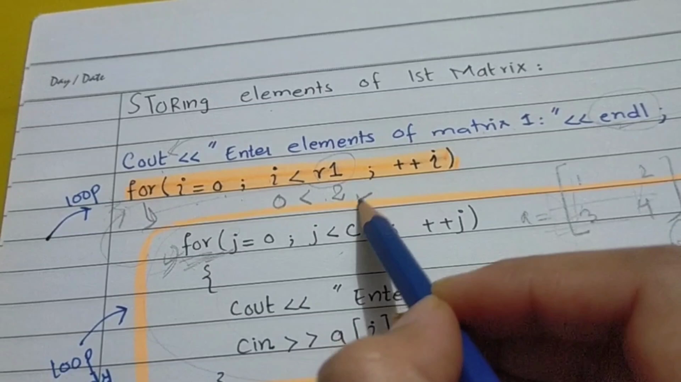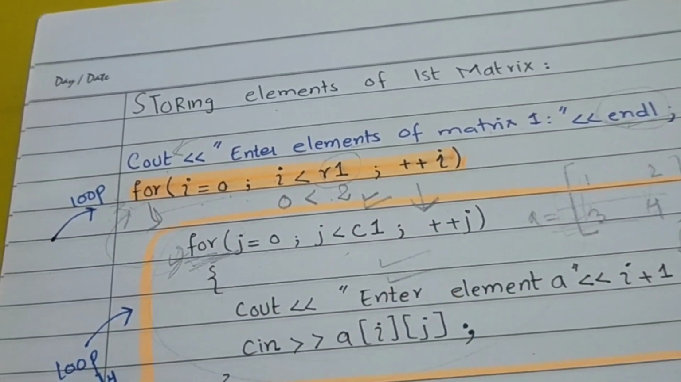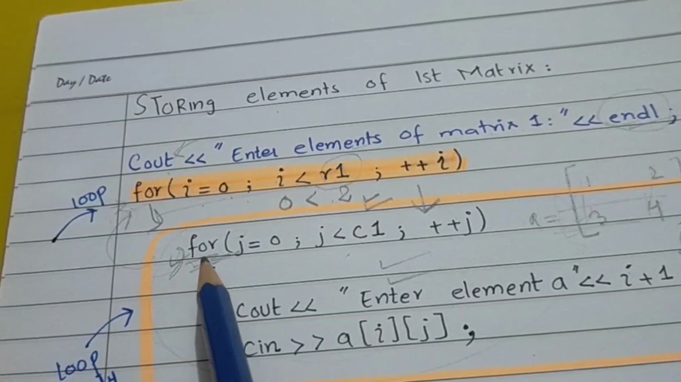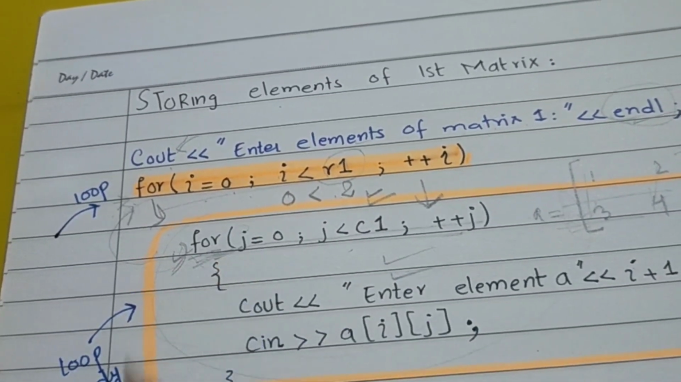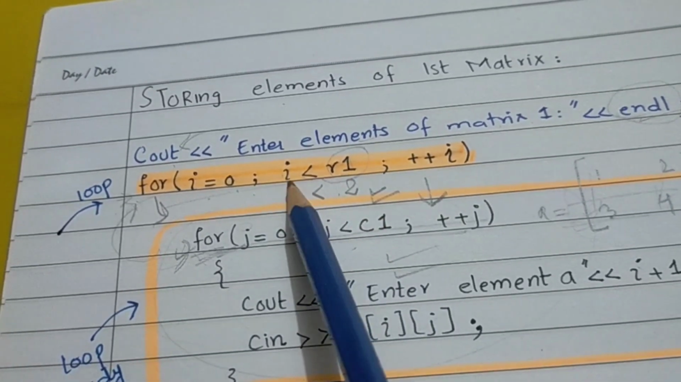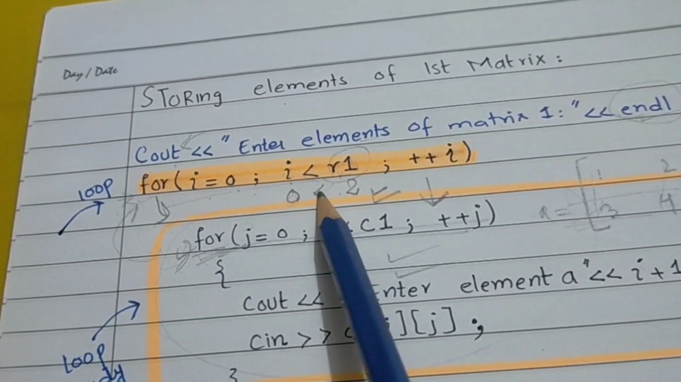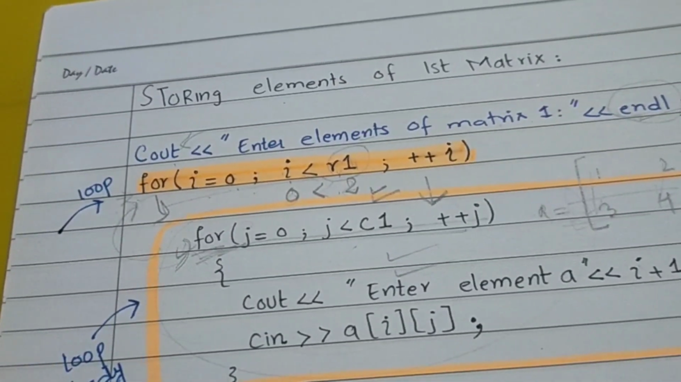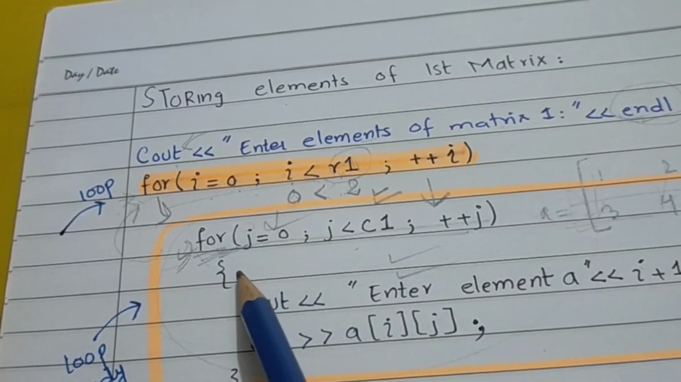Yes, our condition is true, so the control will move into the body, and the control will execute this statement. Now this statement is again a for loop. We have i is less than or equal to r1, which means 0 is less than 2, so our condition is true and our next statement will be executed.